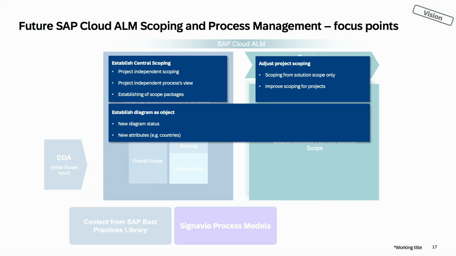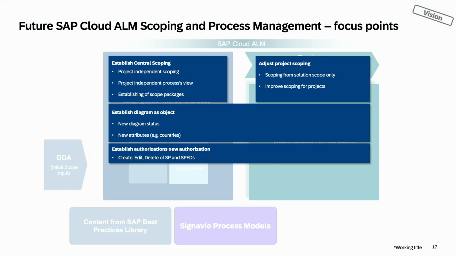Next thing, what you have seen is a diagram. Establishing the diagram as an object, enriching it with additional attributes, making it more flexible, making it more reusable in your overall process landscape. And then, of course, we have to look end-to-end in our role and authorizations.